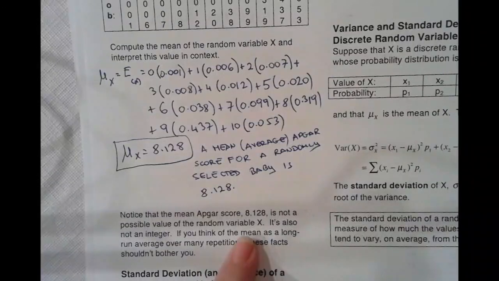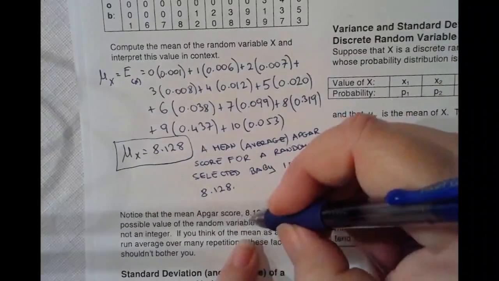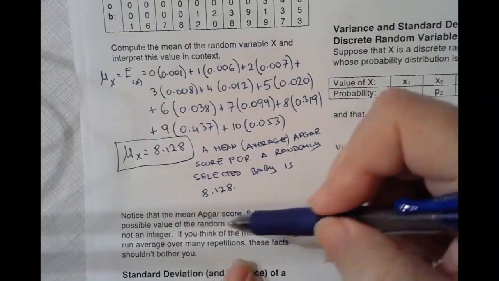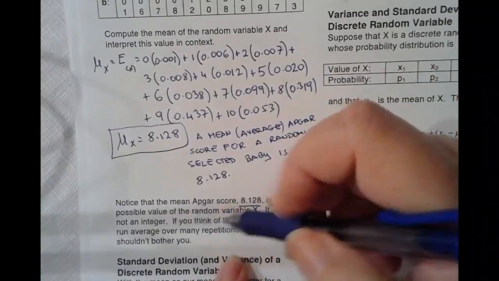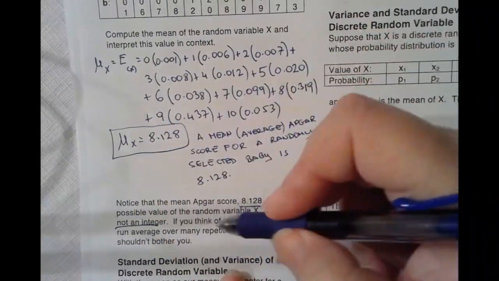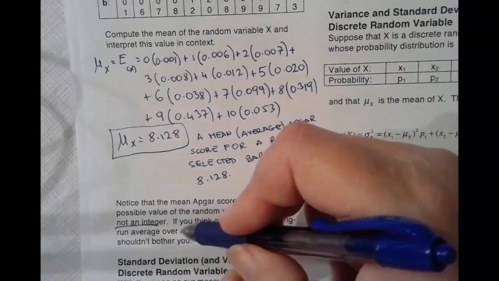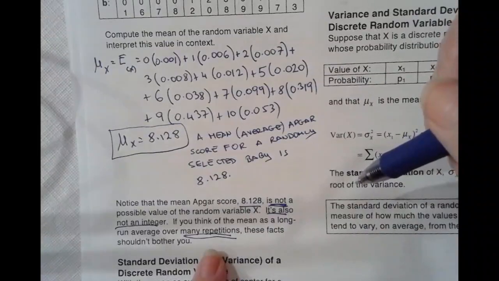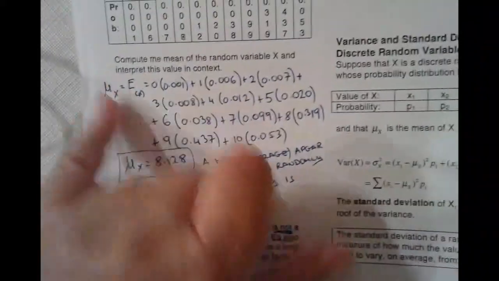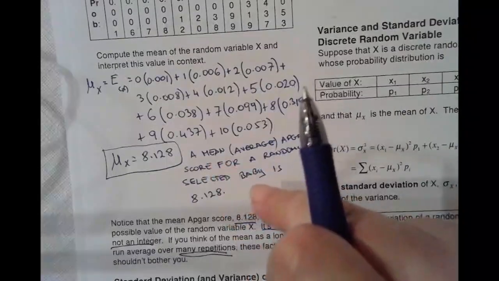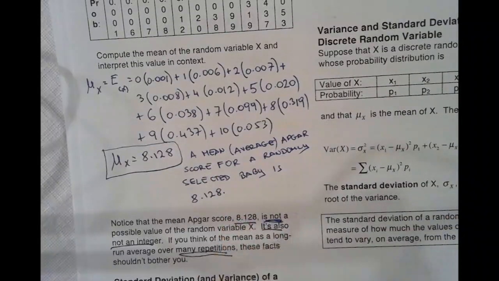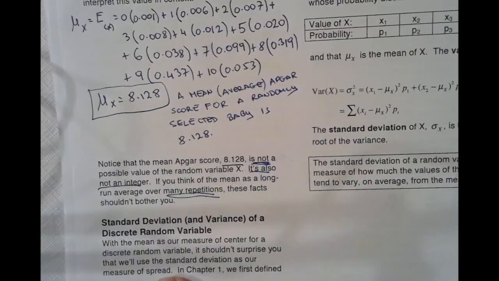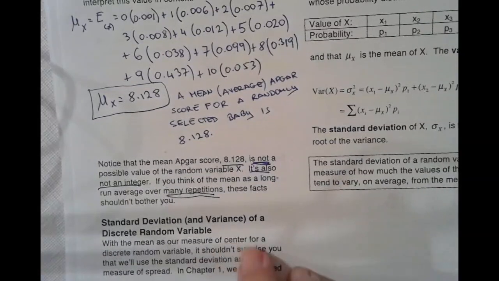Notice that the mean score of 8.128 is not a possible value of the random variable x. It is also not an integer. If you think of the mean as a long-run average over many repetitions, this fact shouldn't bother you. So notice that I do this over a long period of time. So it's over long averages and many repetitions.